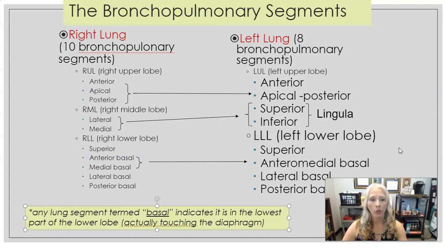On the lower portions of the lungs, again, you have 5 on the right and only 4 on the left because 2 have been combined. Your anterior basal, medial basal have been combined on the left into an anteromedial basal. Please note that every time you see the word basal, when it refers to a lung segment, that means it's actually at the very bottom of the lowest portion of the lung touching the diaphragm.